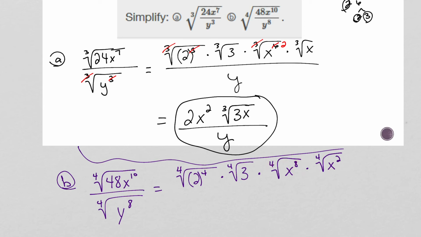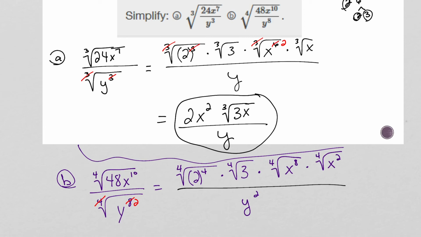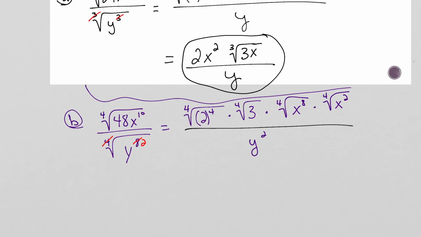Now, down here in the denominator, I'm going to go ahead and simplify that, so we get y squared in the denominator. All right, now I'm going to scoot this up. I can take the fourth root of this right here. Remember, these 4's cancel, so I'm left with just 2. And right here, this becomes x squared, okay? And those are going to be on the outside, all right?